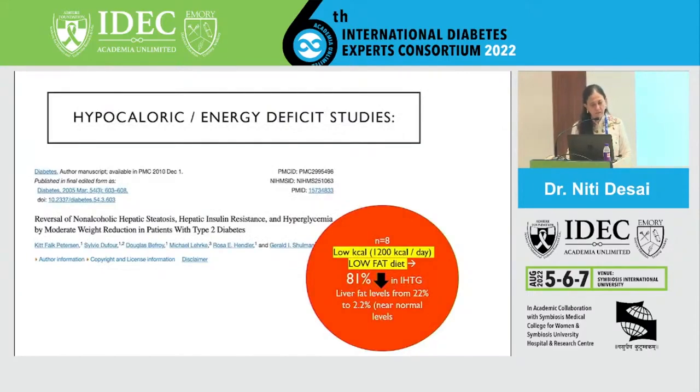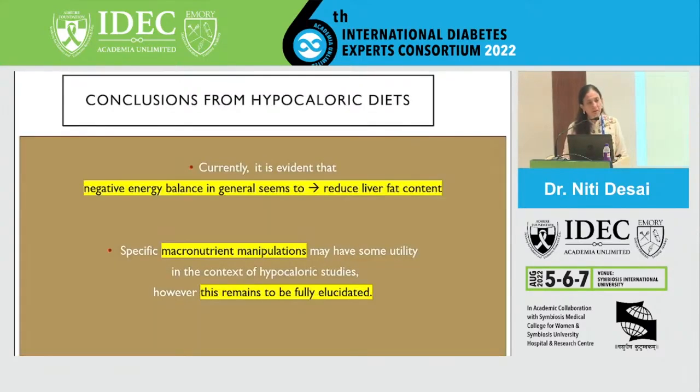Again, when hypocaloric diets were seen, low-calorie, low-fat diets, somewhere around 1,200 calories, we got the best results where there was 81% reduction in the liver fat composition. So low-cal diets definitely work. Now, does the macronutrient composition matter here? Well, at the moment, it looks like the negative energy balance in general seems to reduce the liver fat content. Specific macronutrient manipulation may have some utility, but at the moment, we are not sure.